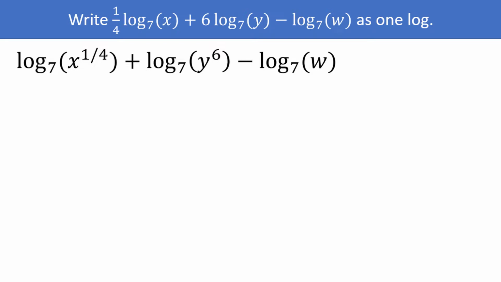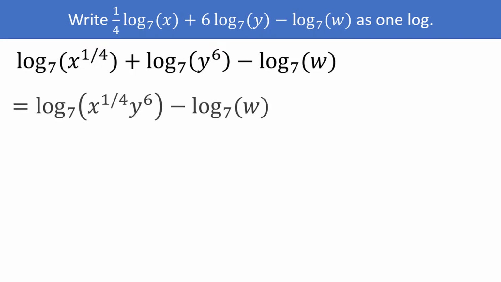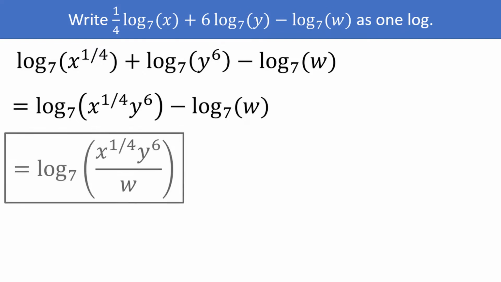The two logs that are added can be combined as one log that has an argument which is the product of the arguments. We have log base 7 of x to the 1/4 power times y to the 6th power minus log base 7 of w. Now we can combine the two logs using the quotient rule, since we have the difference of logs. We have log base 7 of x to the 1/4 power times y to the 6th power divided by w, which is our final answer.